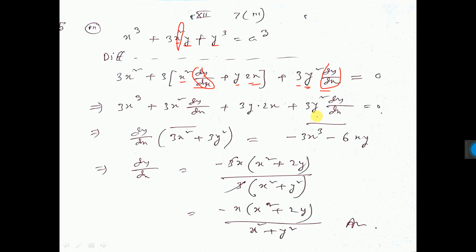this. Now take dy/dx containing term in the left hand side, this one and this one. Take dy/dx common, and other term, this one and this one, you take in the right hand side. This side minus, that side it will be plus. Now this one into, after going that side it will be divide. So 3 cancel, this is the answer.